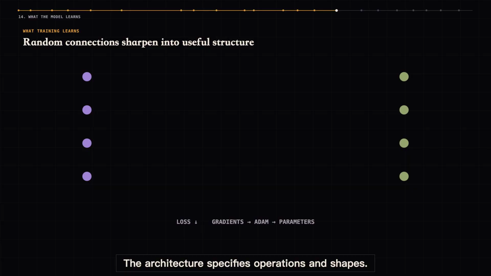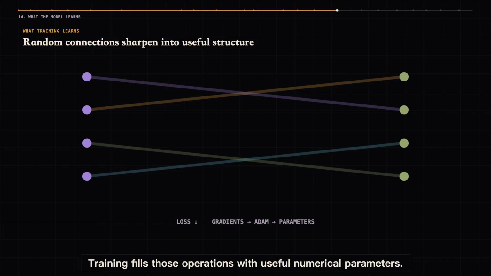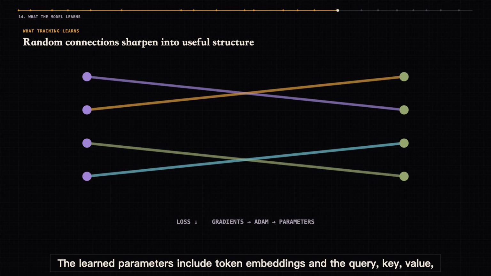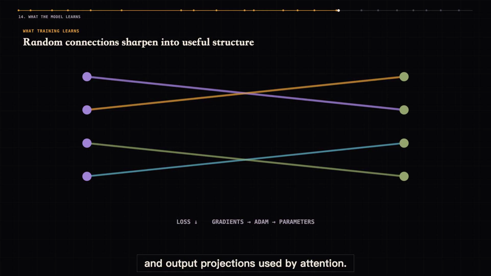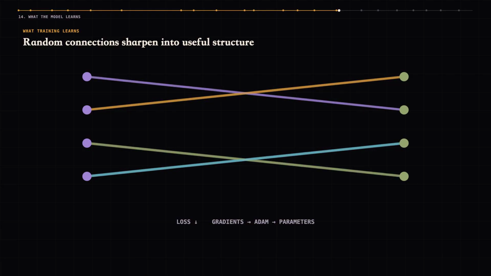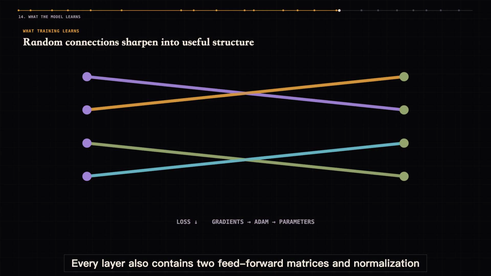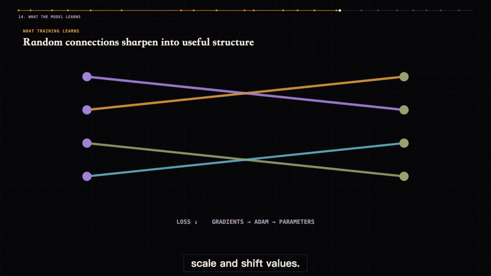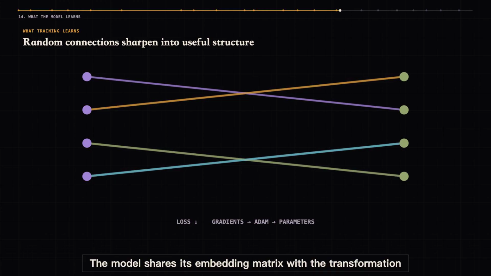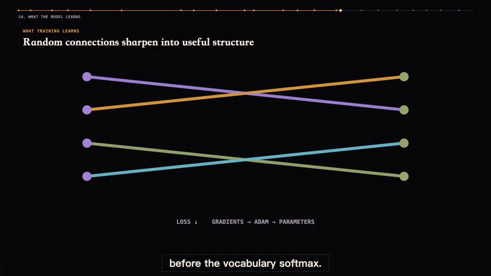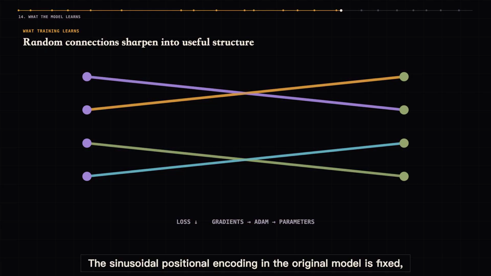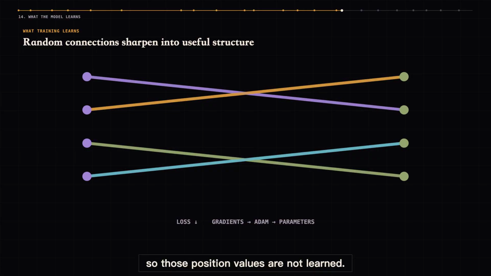The architecture specifies operations and shapes. Training fills those operations with useful numerical parameters. The learned parameters include token embeddings and the query, key, value, and output projections used by attention. Every layer also contains 2 feed-forward matrices, a normalization scale and shift values. The model shares its embedding matrix with a transformation before the vocabulary softmax. The sinusoidal positional encoding in the original model is fixed, so those position values are not learned. The authors also tested a learned alternative.